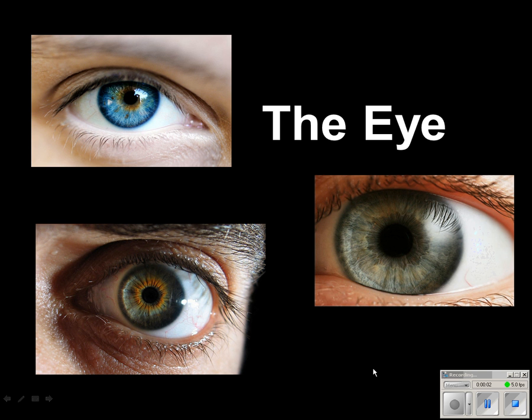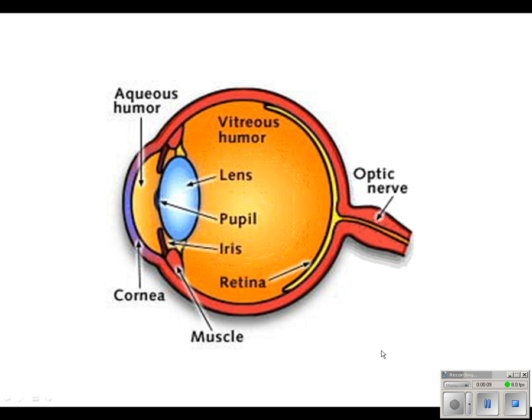This lecture is going to discuss the eye, mainly human eyes, but we'll introduce different types of eyes. The structure of the human eye looks like this.